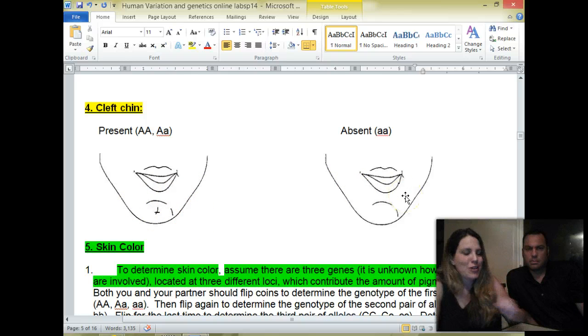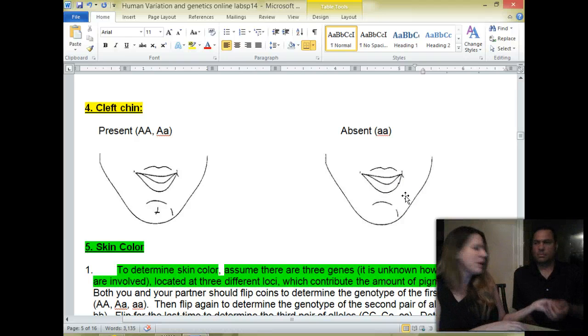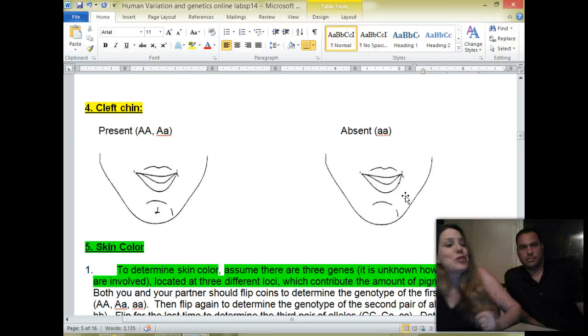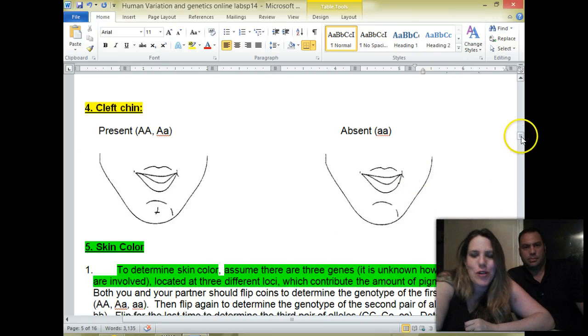And if it's little a, that cleft chin will be absent. So I'm going to flip for that. I got heads, so I donate a big A, and you? You're giving my daughter, yes, Flippa, a cleft chin. Yes, Flippa has a cleft chin. And he got tails, so she still gets a cleft chin. She's heterozygous for a cleft chin.